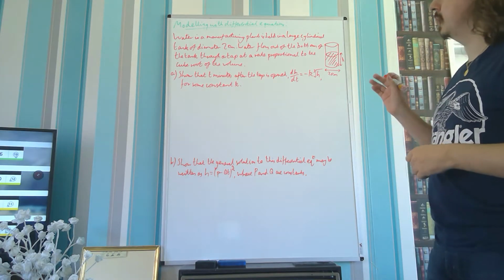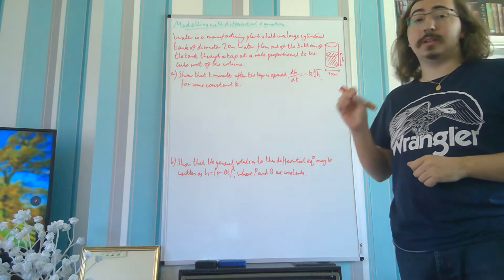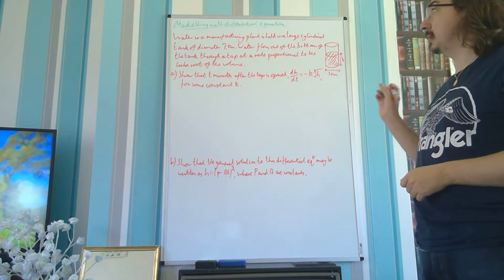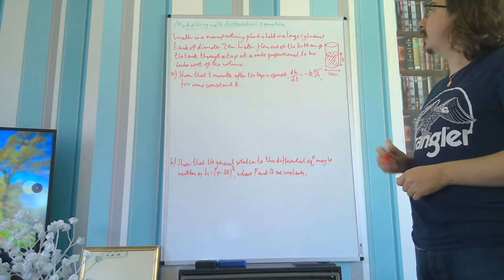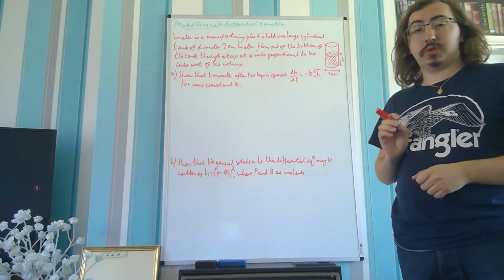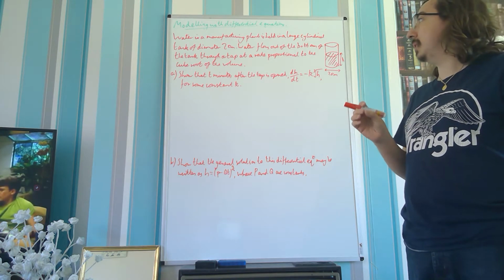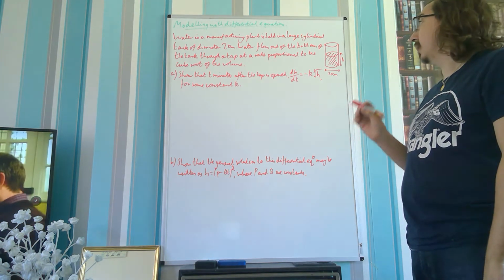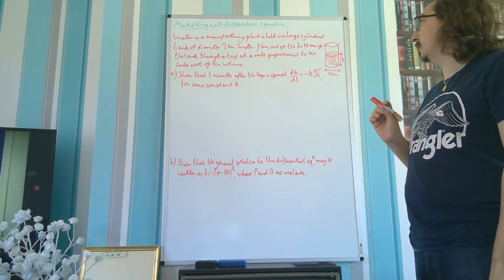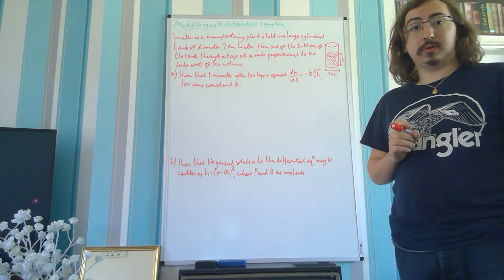For this problem, we're given water in a manufacturing plant is held in a large cylindrical tank of diameter 20 metres. Water flows out of the bottom of the tank through a tap at a rate proportional to the cube root of the volume. For part A, we want to show that t minutes after the tap is opened, dh by dt is equal to minus k, the cube root of h, for some constant k.